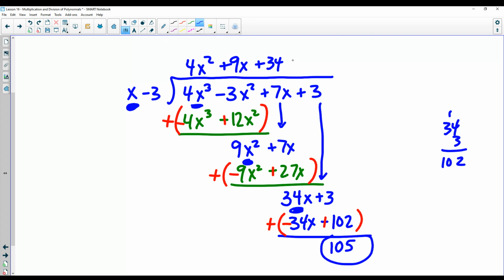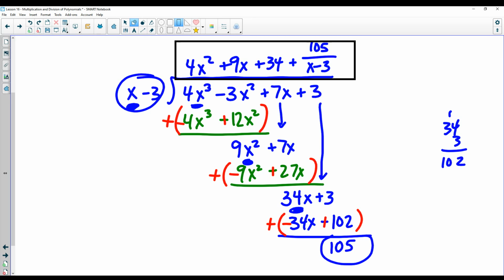We'll write it in fraction form. So back up at the top of the box, we're going to write a fraction. It's 105, the remainder. 105 over what? 105 over x minus 3. Okay, and that is your answer. That's the quotient. All right, we are done. The end.